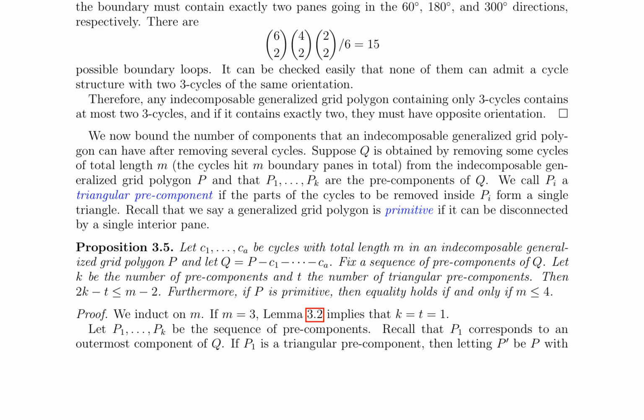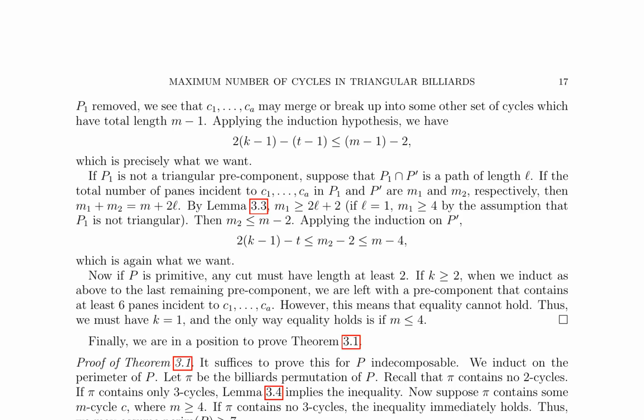The proof of proposition 3.5 involves induction on m. The base case, where m equals 3, is handled using lemma 3.2, which implies that k equals t equals 1. The authors then proceed to the inductive step, where they consider a sequence of precomponents P1, Pk of Q. If P1 is a triangular precomponent, then letting P' be P with the outermost component removed, they can apply the inductive hypothesis to P'. The authors complete the proof by considering 2 cases: when P1 is a triangular precomponent and when it is not.